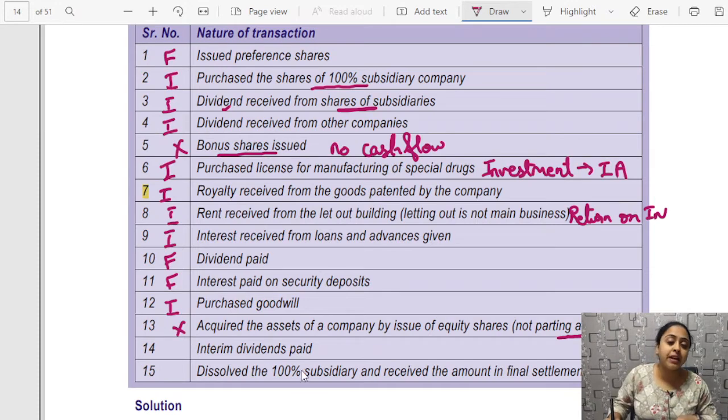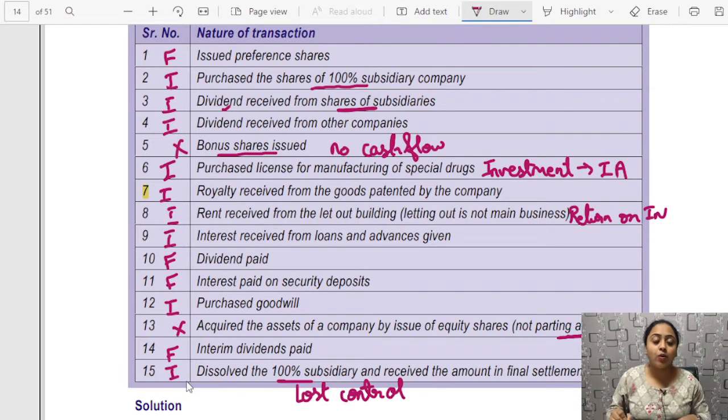Interim dividends paid. Either normal annual dividends or interim, if you are paying any dividend, this is a part of financing activity always. Okay. Dissolved the 100% subsidiary and received the amount in final settlement. Since you have lost control, there has been a change in control, this is always investing. Either you gain control or you lose control, then this is termed as investing activity.